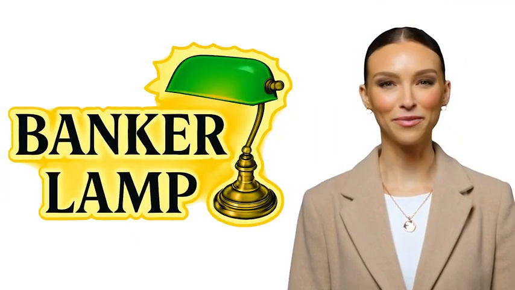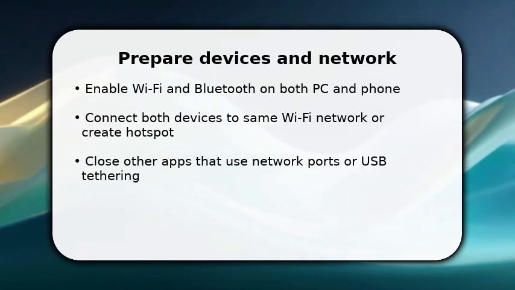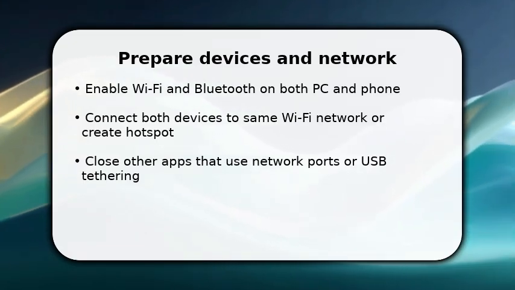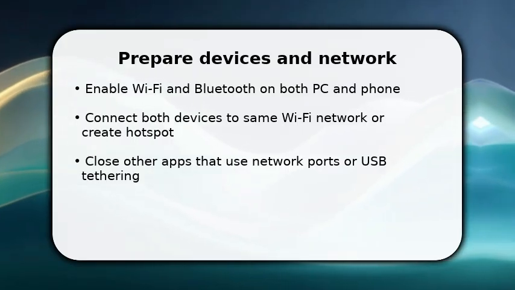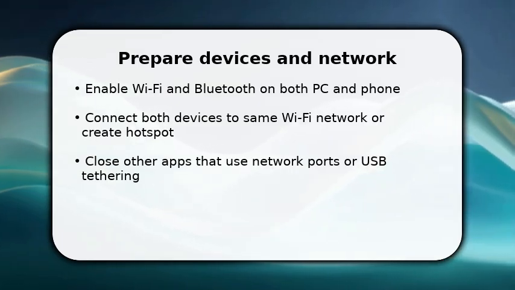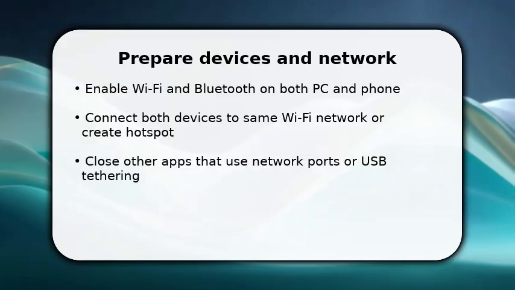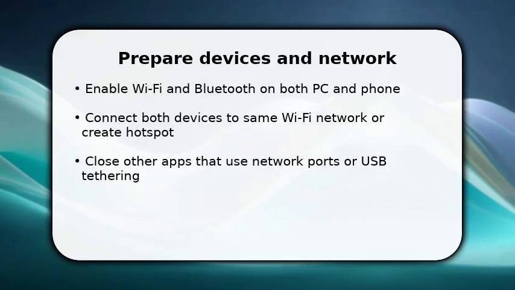Please enjoy the video. You start by aligning the basics. Enable Wi-Fi and Bluetooth on both devices and put them on the same network. Once done, disable USB tethering and VPNs so Share It can negotiate a direct connection. This prevents port conflicts. Make sure the phone's hotspot is off unless you intentionally host it.